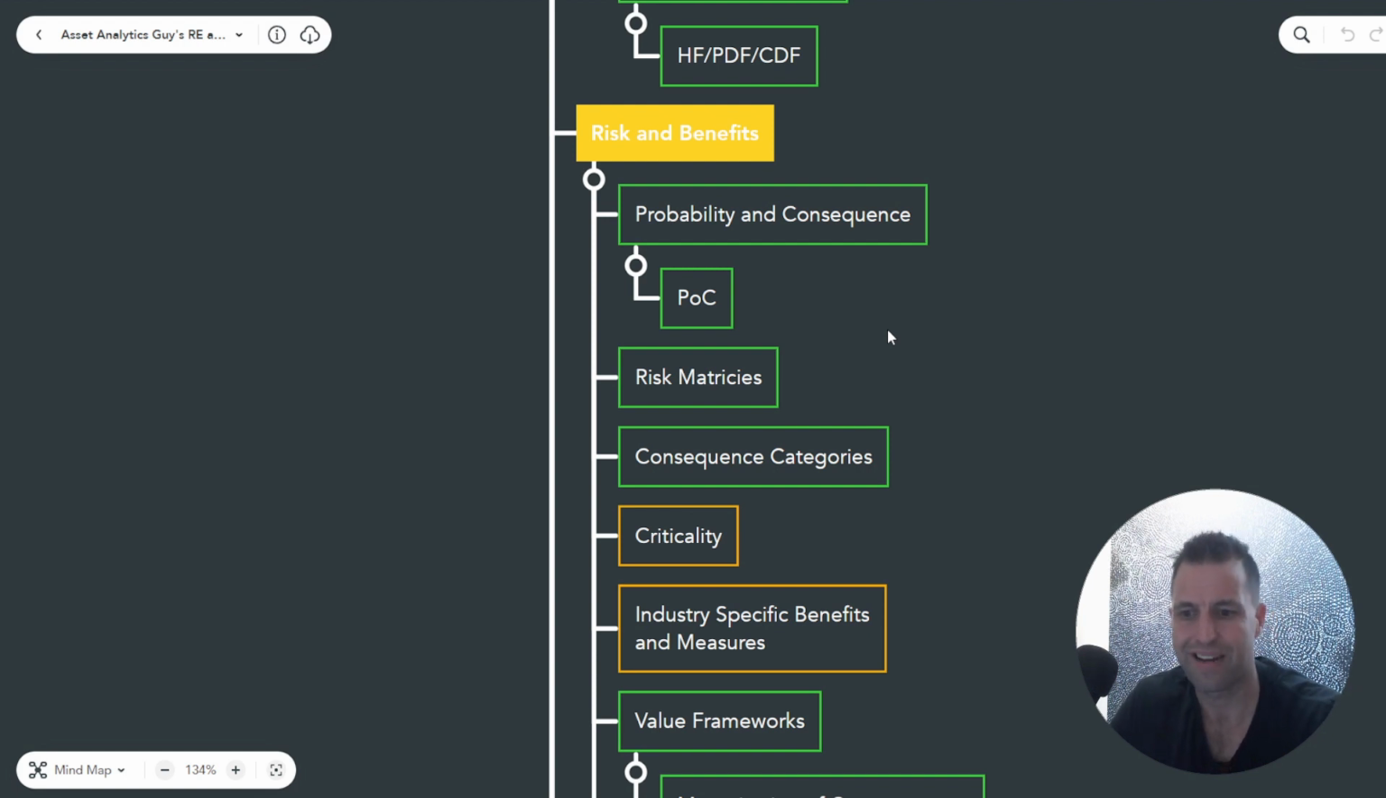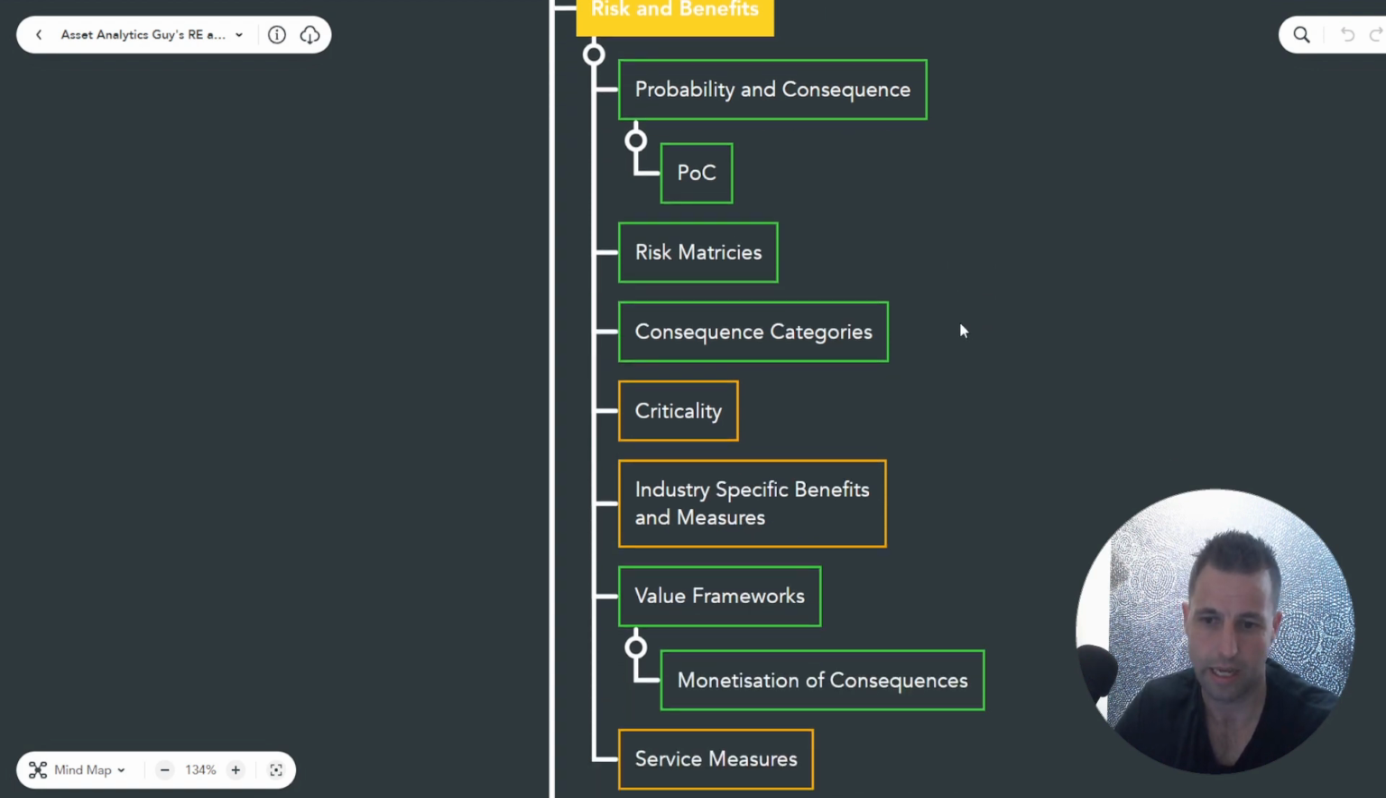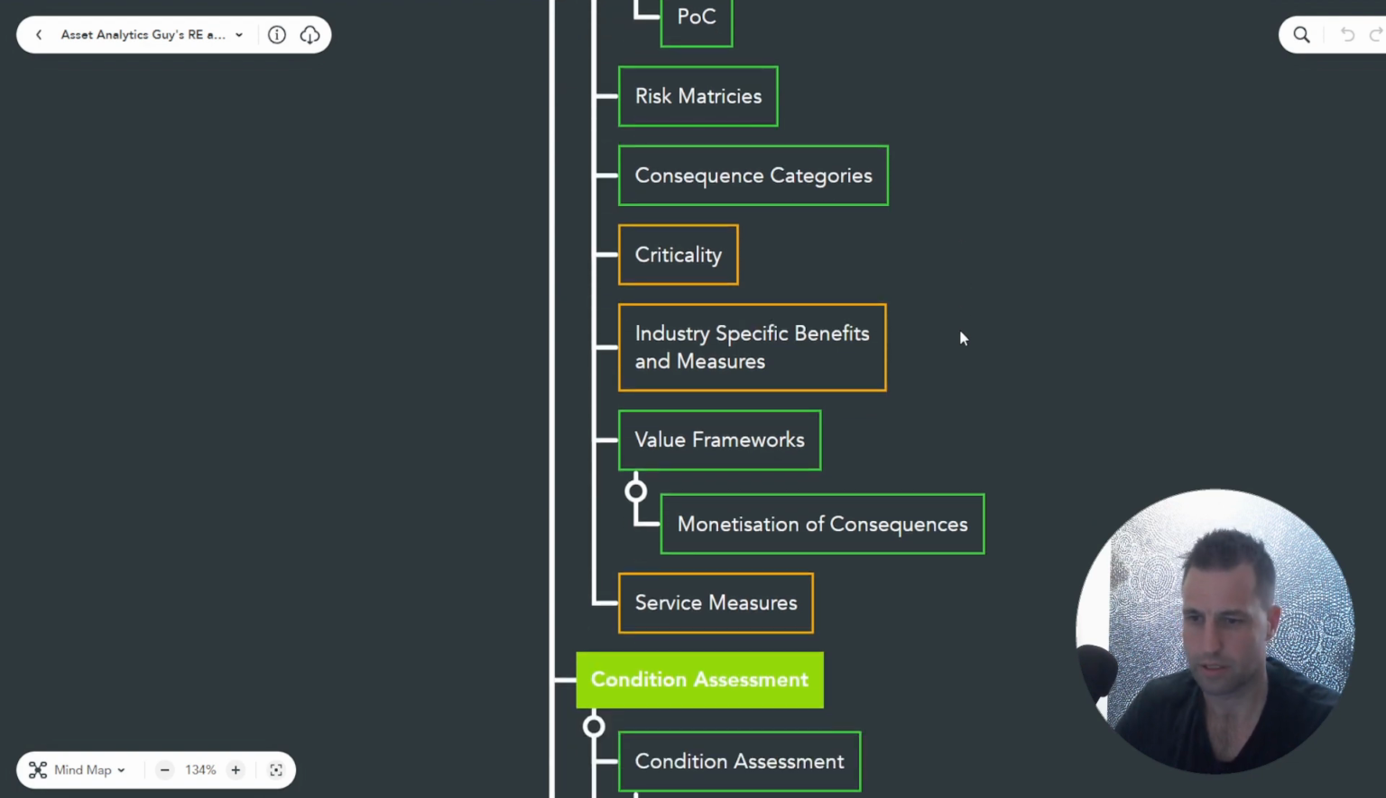Industry specific benefits and measures. So each industry has their own set of measures and specific KPIs and targets that they want to use. So things like power industries have SAIDI, SAIFI, and so on. And understanding those at a fundamental level, what they are, what they measure, how you're going to calculate them, is really good to know.